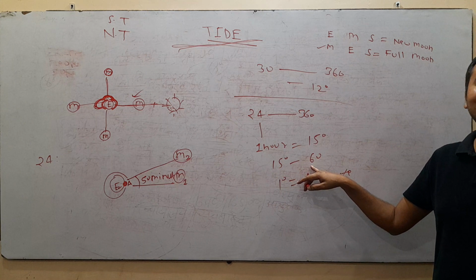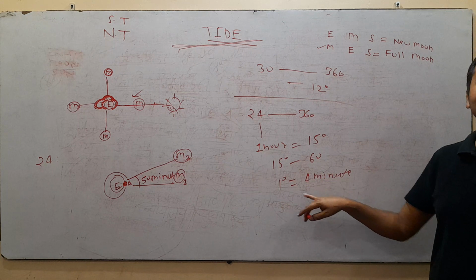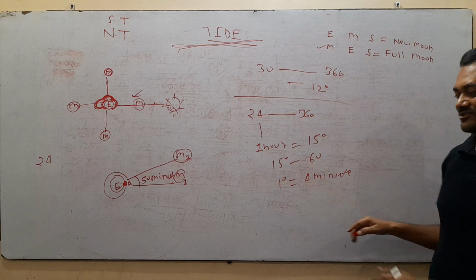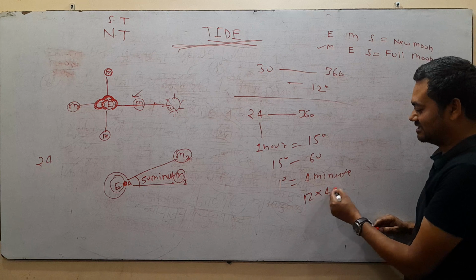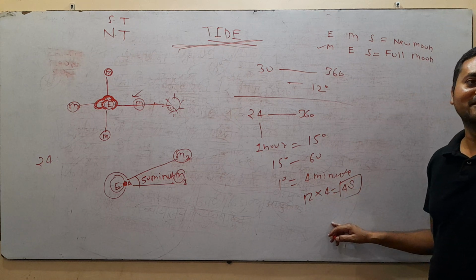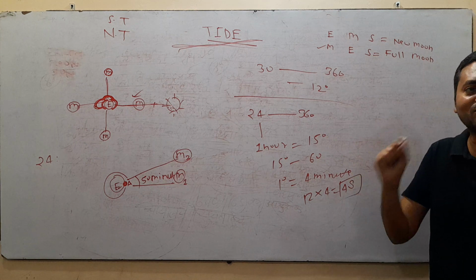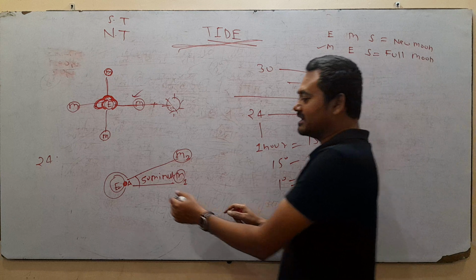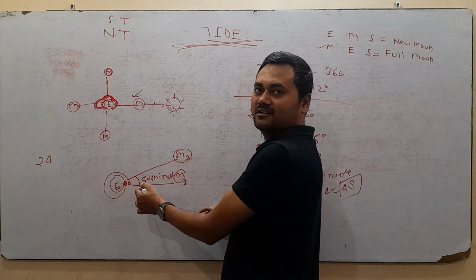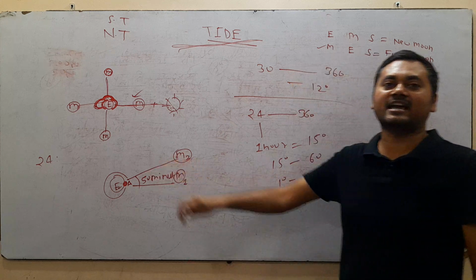And your challenge was how much time is needed to cover 12 degrees. So 1 degree in 4 minutes, 12 degrees in 12 into 4. How much will it come? 48. So you require 48 minutes more in order to bring the place A exactly below this M2.